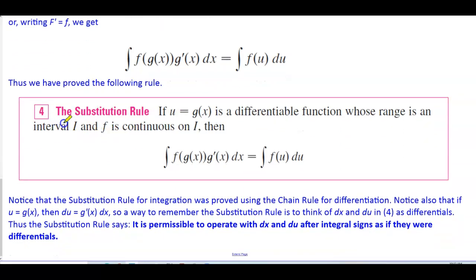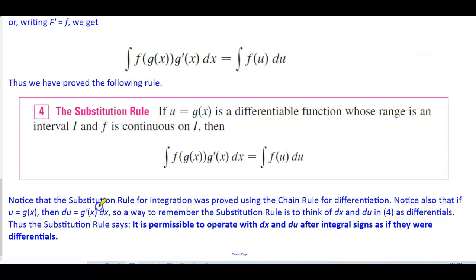Number 4, the substitution rule. If u is equal to g of x is a differentiable function, which is important that it's differentiable, whose range is in the interval I, and f is continuous on I, then the integral of f of g of x times g prime of x dx is equal to the integral of f of u du. And notice that the substitution rule for integration was proved using the chain rule for differentiation.